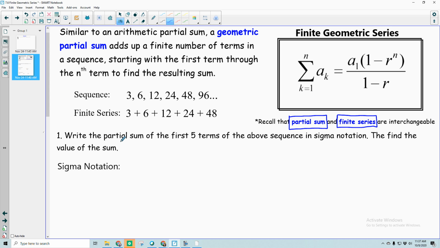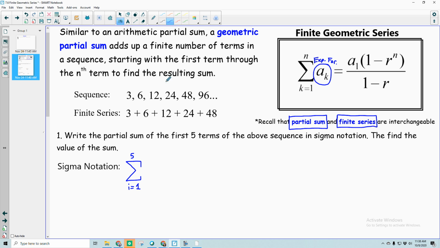So let's take a look at the very first problem. It says, write the partial sum of the first 5 terms of the above sequence in sigma notation. So sigma notation is going to be what we see here on the left side of the equal sign. So let's go ahead and start writing. So we have sigma, and then we're going to say that we're starting from the very first term in the sequence, and we're going to continue to add and add and add, and then finally stop when we get to the 5th term. And then if you recall, what goes right in front of the sigma, this part right here, that is the explicit formula.